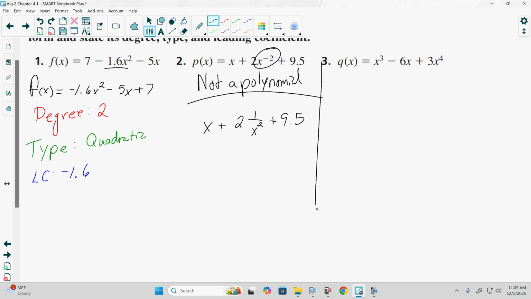Number 3, q of x equals x cubed minus 6x plus 3x to the fourth. Can we say this is a polynomial function? Yep, we go through that whole list of stuff that it cannot have, and it doesn't have any of it. So it is a polynomial function. Is it written in standard form? No.